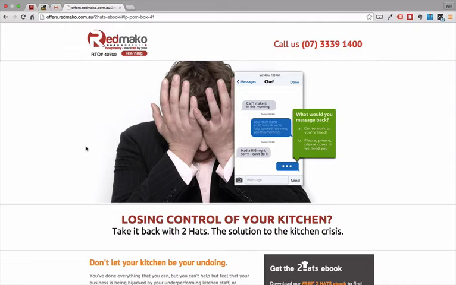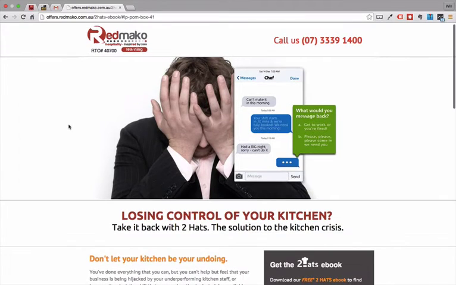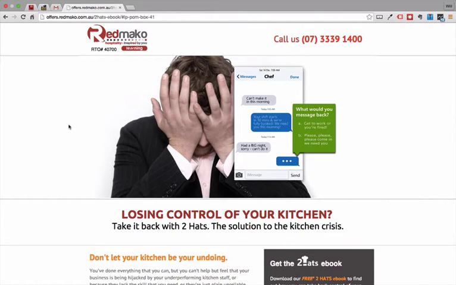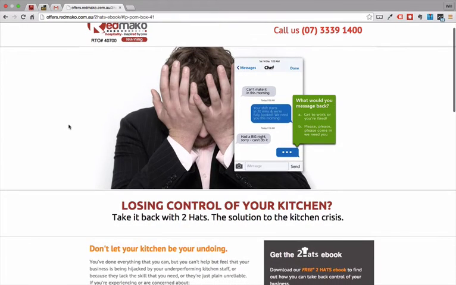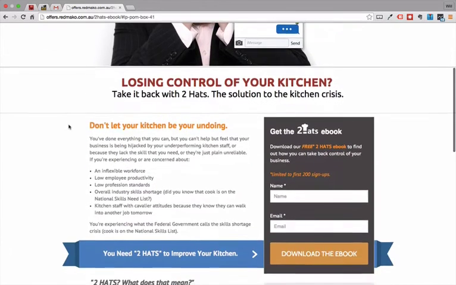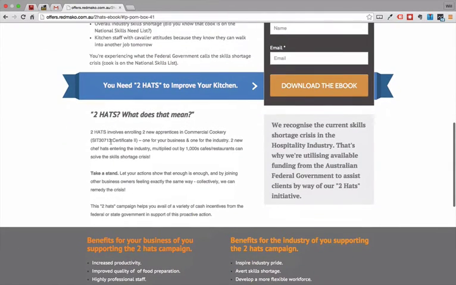And Red Mako is actually a hospitality registered training organization. So they're specializing in that area. And what they're aiming to do is to target the owners of cafes and restaurants and propose that they actually train some of their staff or find them staff to be trained as chefs or cooks, and specifically in this Certificate 2 qualification.